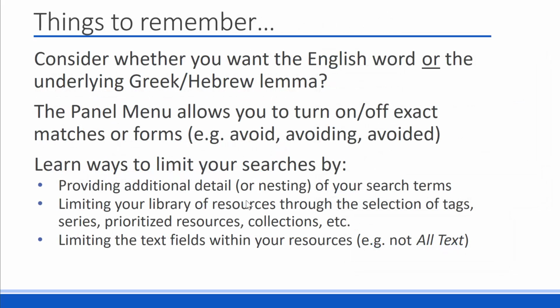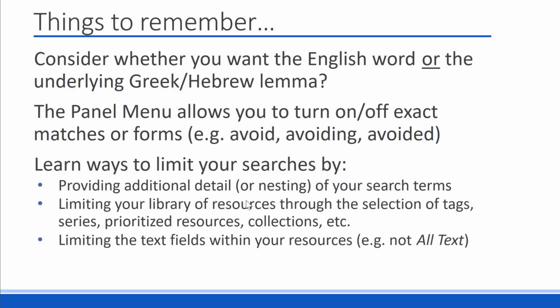Things to remember. A couple of things I just wanted to highlight. Consider whether you want the English word or the underlying Greek or Hebrew lemma when you're doing your searches. The panel menu is not something I mentioned, but it allows you to turn on and off the exact matches or forms. Like when I use the term avoid, it will give me back avoiding and avoided. If you want the exact term, you use the panel menu on the open panel that's doing the searching to kind of narrow down that search.